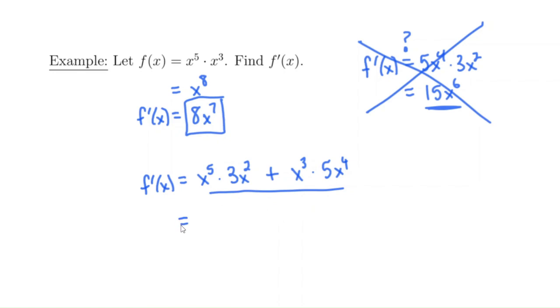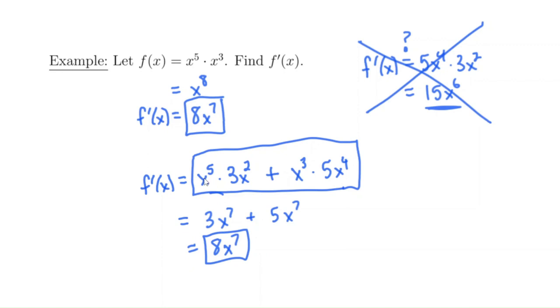If we simplify this, what do we get? Well, this first term would simplify to 3x to the seventh power, and the second term would be 5x to the seventh. And notice 3x to the seventh plus 5x to the seventh is 8x to the seventh, which is the same answer that we got here. So the product rule actually worked in this example, which we could verify without using the product rule. We could also do it using the product rule, and fortunately, we get the same answer. Now we had to simplify, because if we just use the product rule without simplifying, our answer would look like this. But when we simplify, we notice that we got the correct answer.